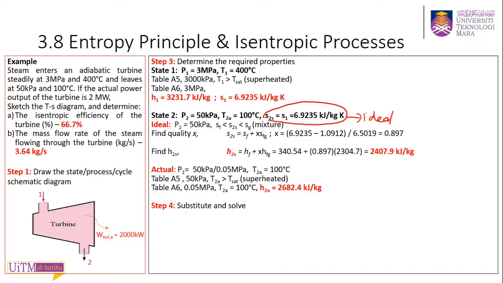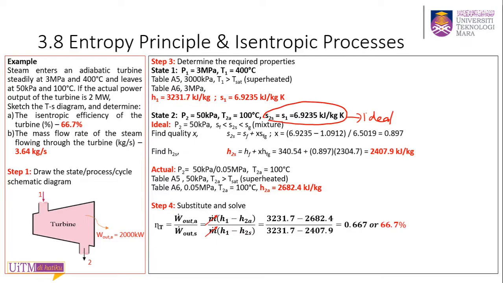For step 4, substitute and solve for the isentropic efficiency, which we can see here equals 66.7%. And then for mass flow rate, which we can see here equals 3.64 kilograms per second.